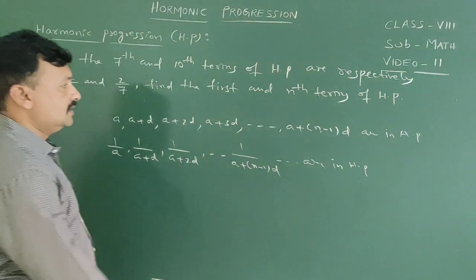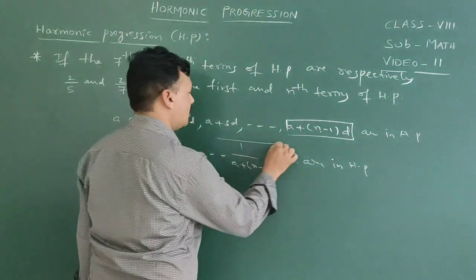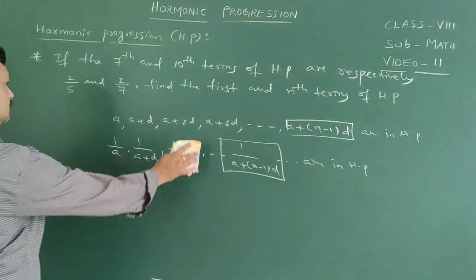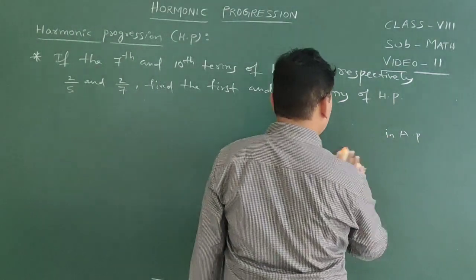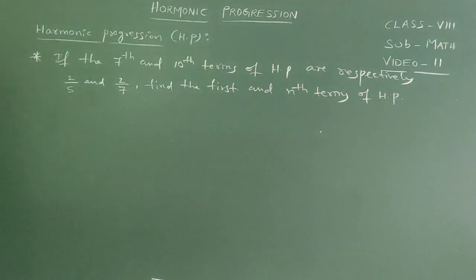Now, the nth term of an AP is A plus n minus 1 into D. Now, the nth term of an HP is 1/(A plus n minus 1 into D). Simply the reciprocal. If the nth term is A plus n minus 1 into D, here the nth term is 1/(A plus n minus 1 into D).